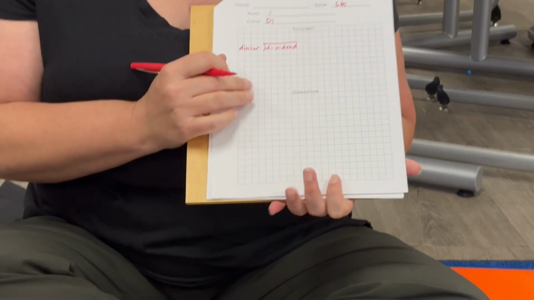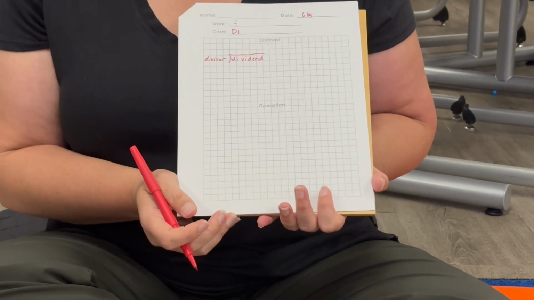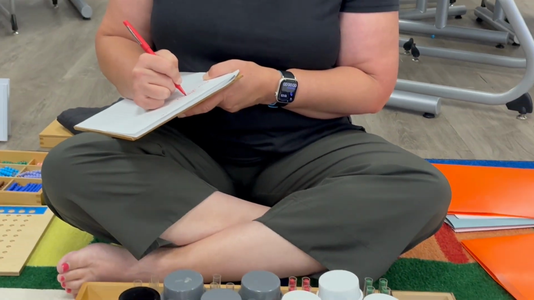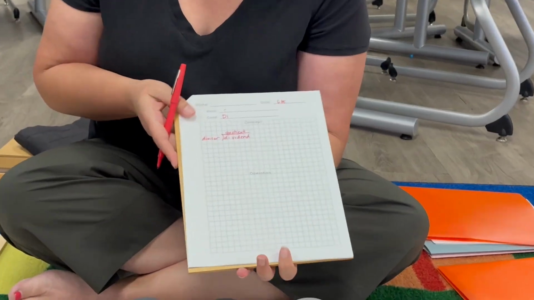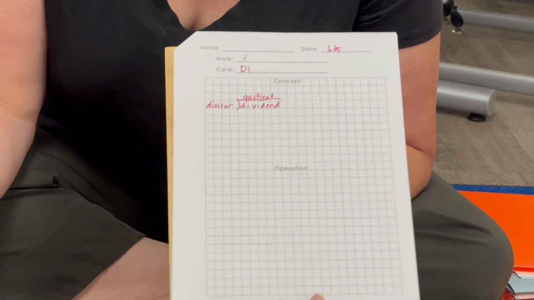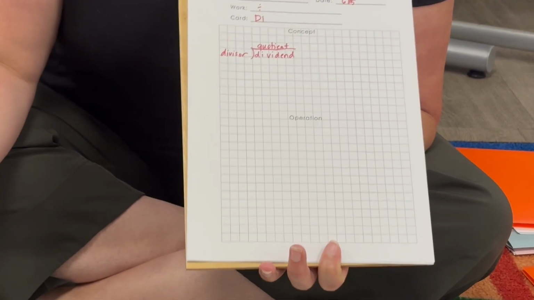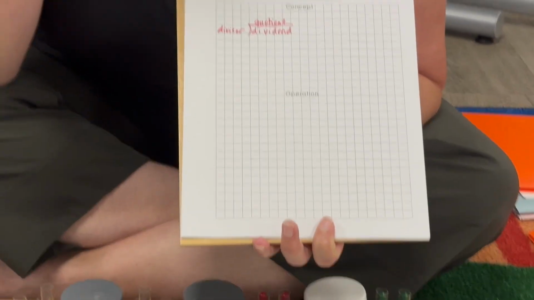And then what's the answer in division? This is the hardest part. Quotient. The quotient. And that's even hard to spell. Quotient. So I let everybody write that down. And there's many different ways that we can write division, right? So we're going to go over a few of the different ways that we can write division.